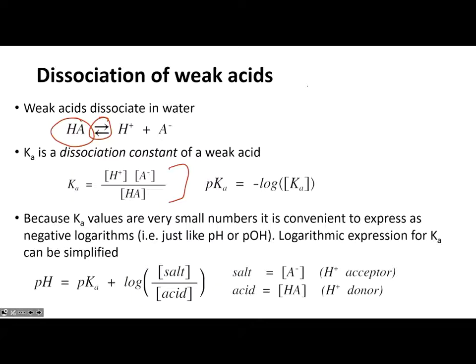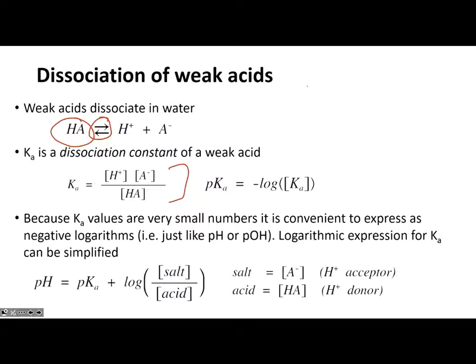So it basically says that you can measure the pH of any solution by knowing the pKa of the acid and adding to it the log base 10 of the concentration of the salt, which we said was the A minus, divided by the concentration of the acid, which was the HA. So it's salt over acid.